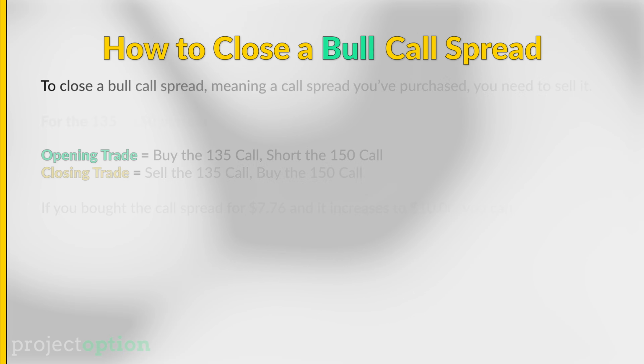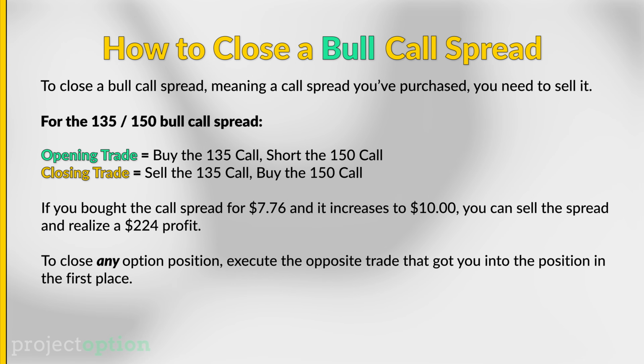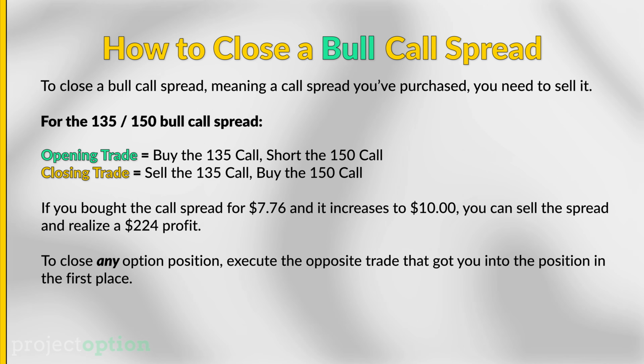So to close the call spread in this example, since I bought the 135 call as an opening trade, and I shorted the 150 call when I opened the trade, to close this call spread, I just have to sell the 135 call that I own and buy back the 150 call that I am short. And you can do this in one transaction at one spread price, and effectively that will realize whatever profit or loss you have on that spread at that moment.